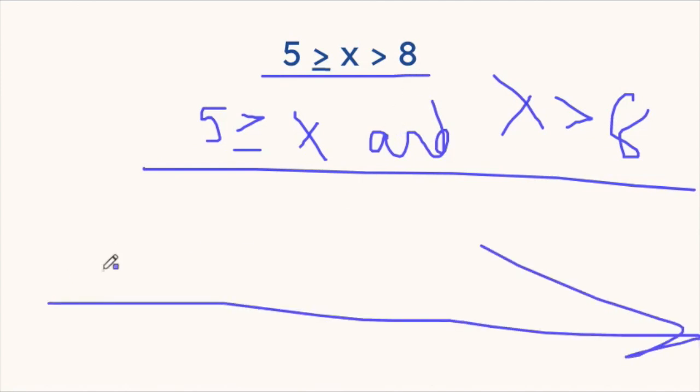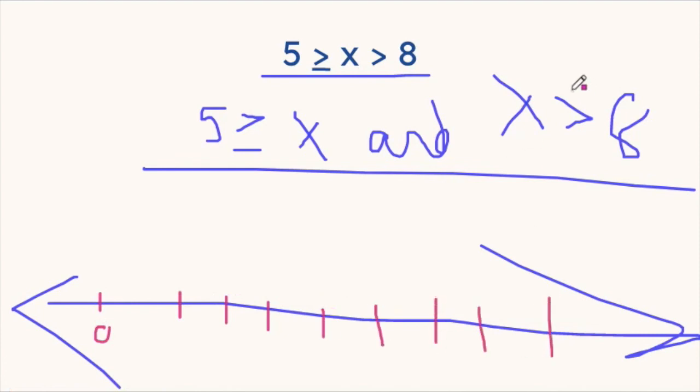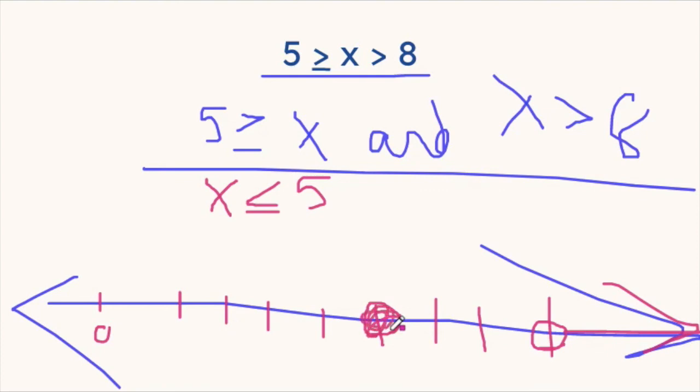So, let's draw a number line. 0, 1, 2, 3, 4, 5, 6, 7, 8. x is greater than 8, our line. 5 is greater than or equal to x is going to be x is less than or equal to 5. They're the same thing. 1, 2, 3, 4, 5. In this case, it's a closed circle because of the equal to, and it's less, so it's going this way. And as you can see, they don't overlap.